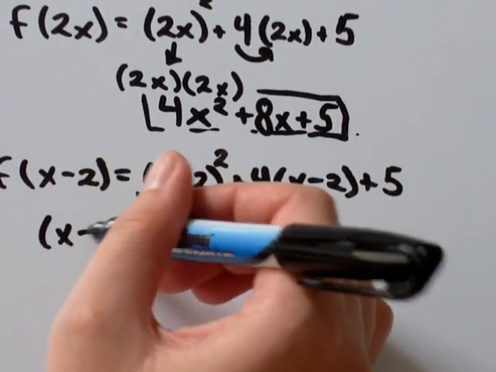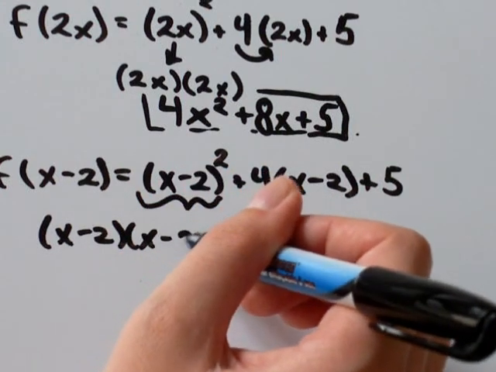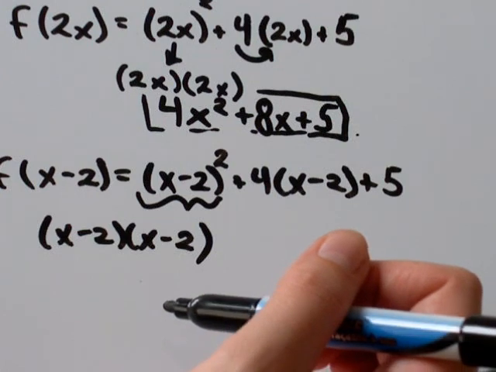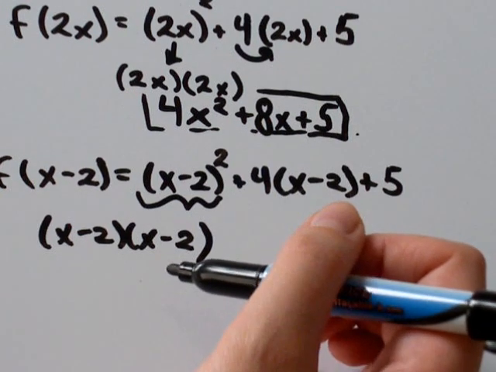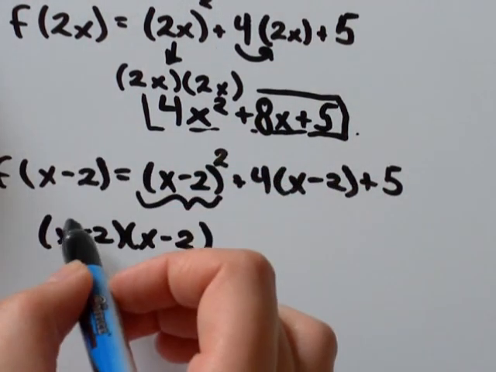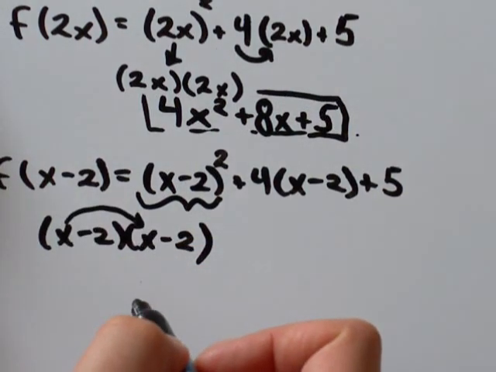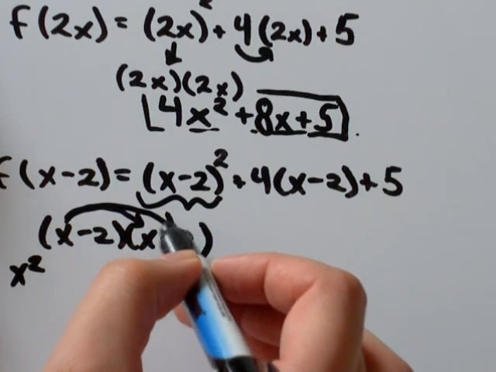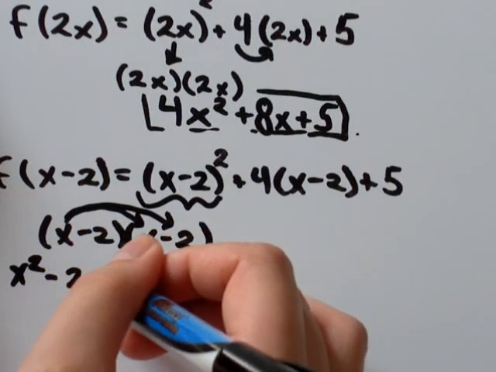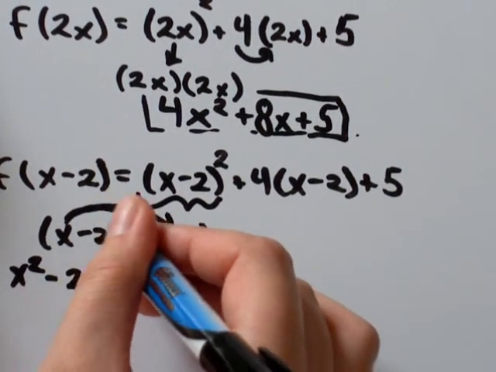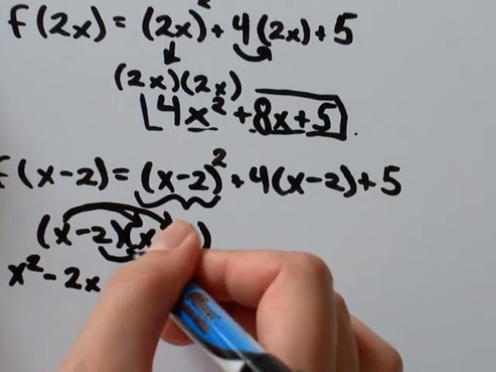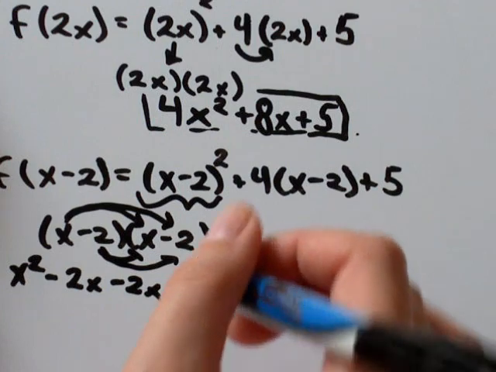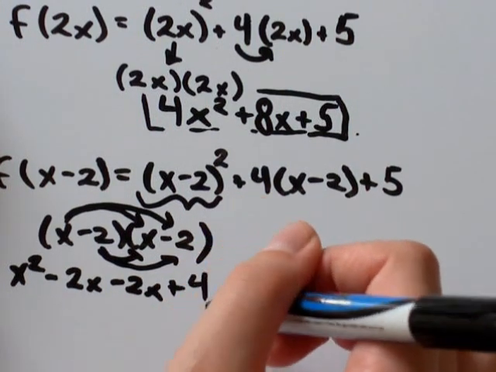So that's x minus 2 times x minus 2, right? That's what square means. Multiply it by itself. So we're going to need to do some foiling to figure out what this is. So first we're going to go x times x. That's x squared, x times negative 2. That's negative 2x. Now we're going to deal with our negative 2. Negative 2 times x is negative 2x. And negative 2 times negative 2 is positive 4.